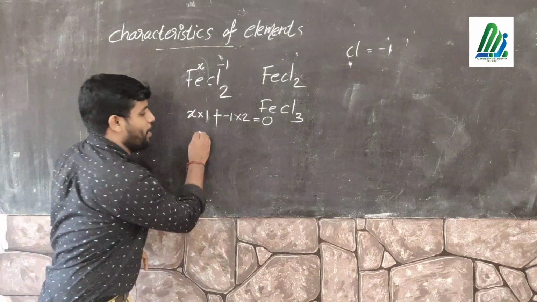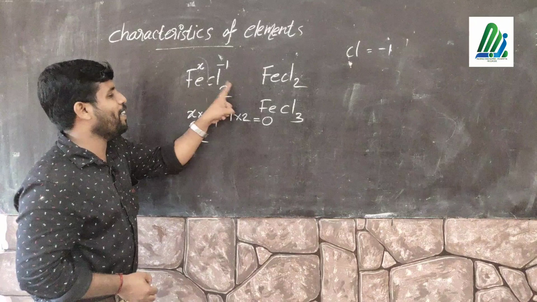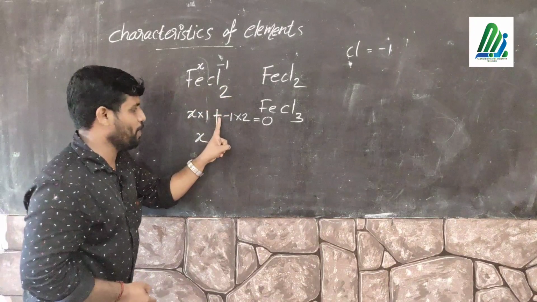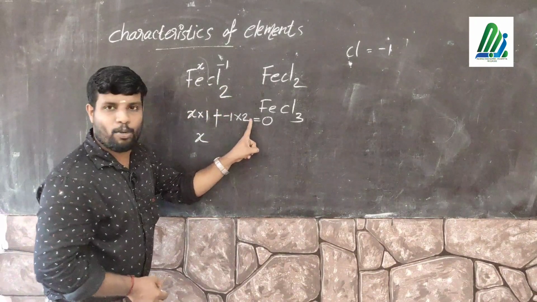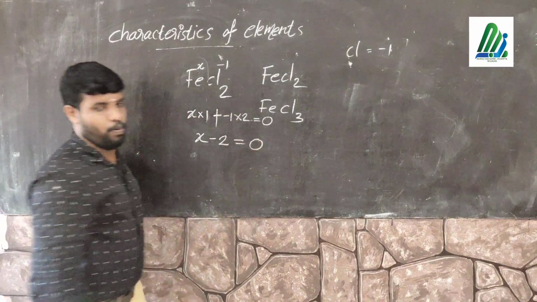X into 1 is equal to X. We want to add the values, or find the sum of the values, so we just put plus. Then -1 into 2, that is -2. So X minus 2 is equal to 0.